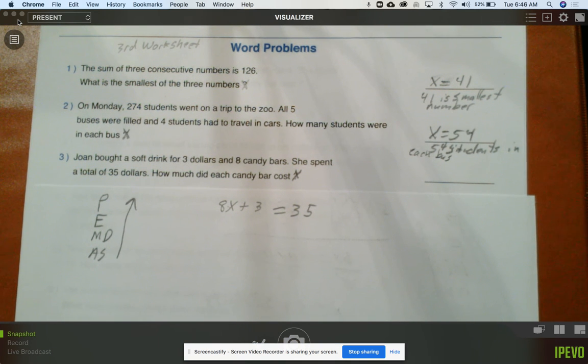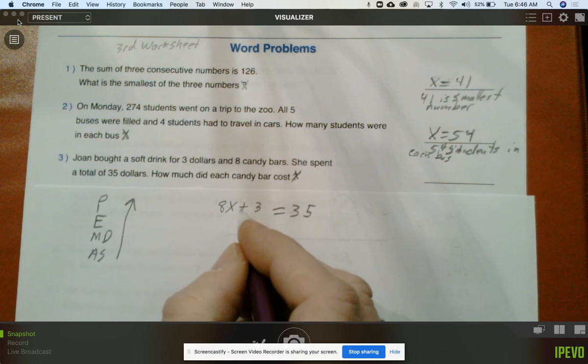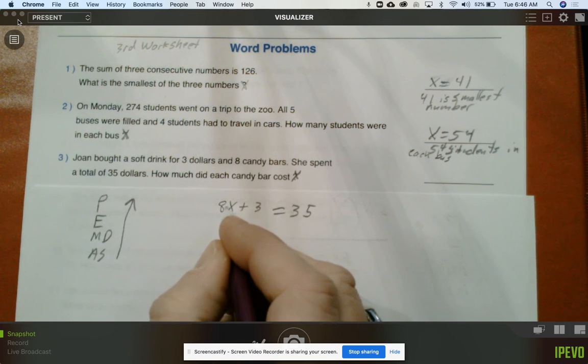So let's take a look. When we undo this in reverse operation, I have to undo addition and subtraction before I undo multiplication or division.